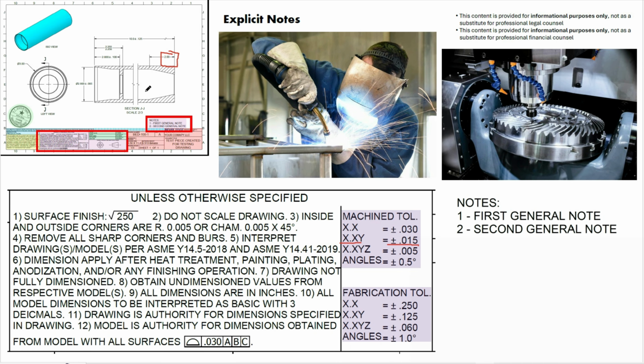Now, if there's something that has 3 decimal places and no tolerance called out, you can come down here and find the exact tolerance, which is more accurate. So the reason why these general tolerance notes are separated is to prevent clutter, and 2 versions exist to allow for variable different manufacturing approaches, whether it's machining or fabrication.